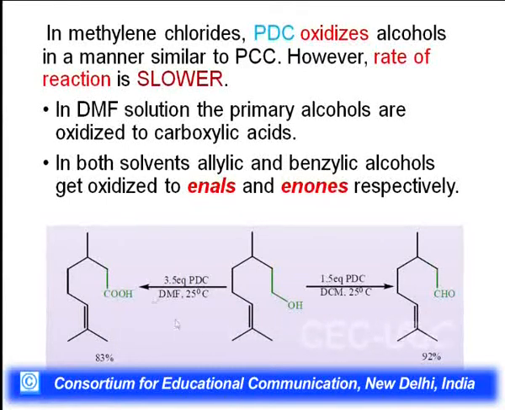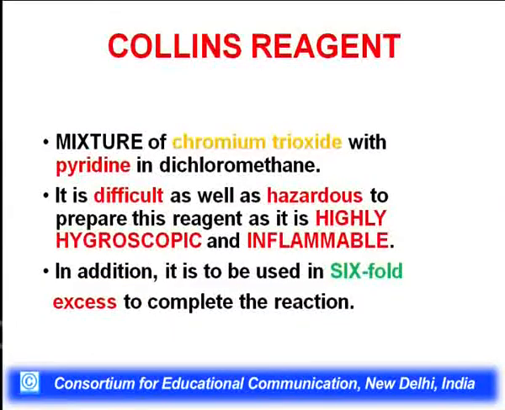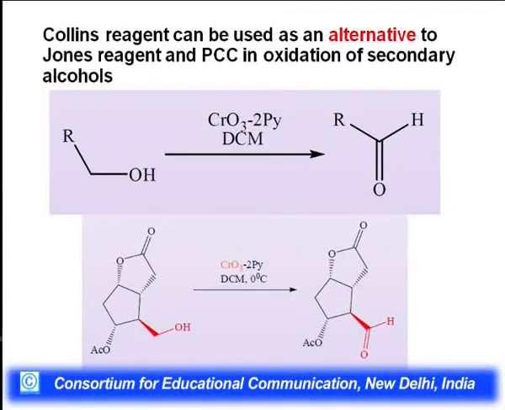Whereas if this reaction is carried out in dimethyl formamide, then it will be converted to a carboxylic group. So what we find is that PDC, PCC and Collins reagent act in a similar manner, oxidizing primary alcohols to aldehydes. Now we shall be dealing after the break with the mechanism of Jones reagent and how Jones reagent acts as an oxidizing agent.